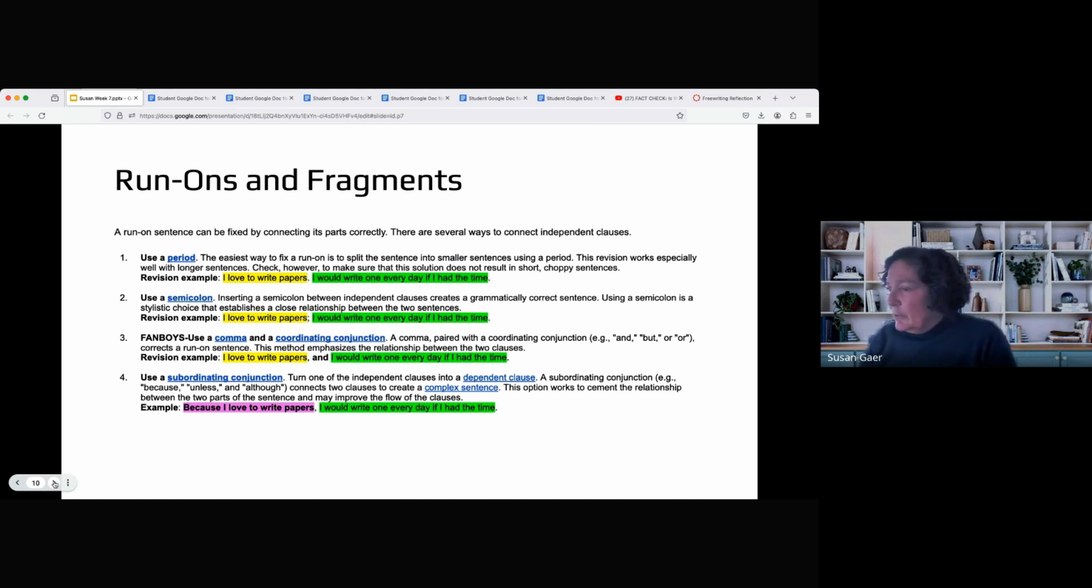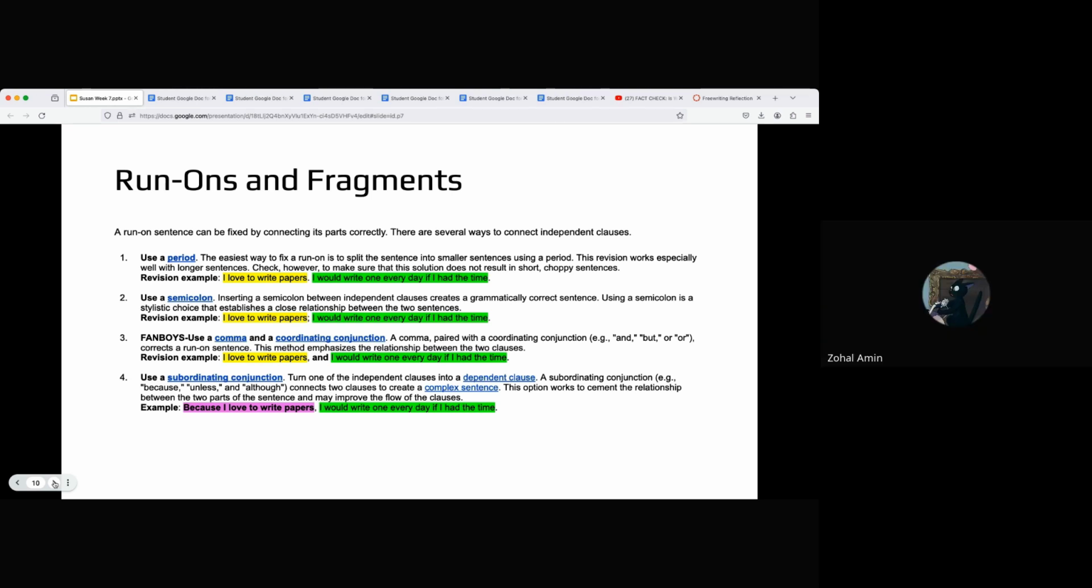So Hal, would you like to read number 3? Yes, I would. FANBOYS: use a comma and a coordinating conjunction. A comma paired with a coordinating conjunction, for example and, but, or, corrects a run-on sentence. This method emphasizes the relationship between the two clauses. Revision example: I love to write papers, and I would write one every day if I had the time.